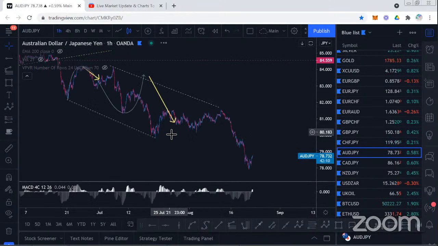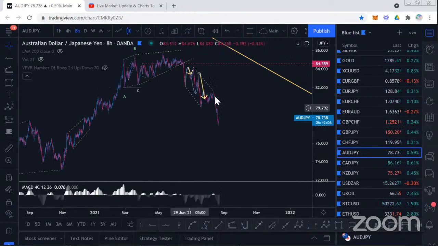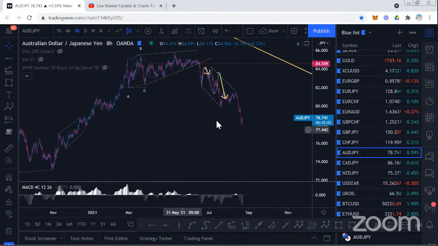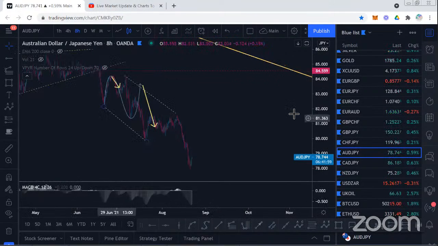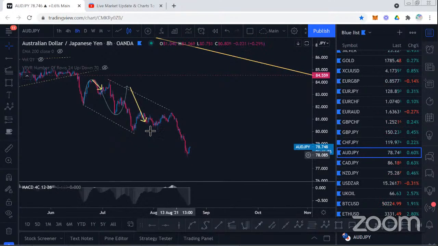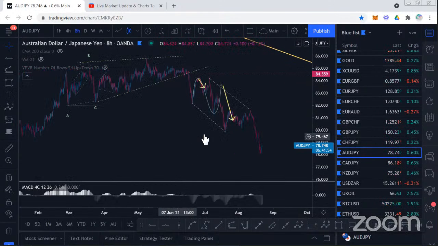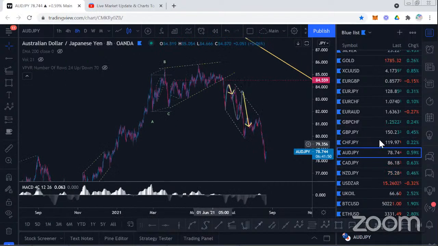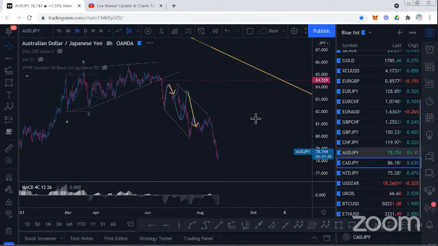Aussie dollar yen running really well. As you can see, big meltdown out of our expanding triangle. Didn't get into this one, but if you did, it was a really good trade. A couple of things I didn't like about it, but the results have been pretty good. I'll just be cautious here and look to move this to break even fairly early, because of the structure, it's not very clear, but you're getting pretty clean downside there.